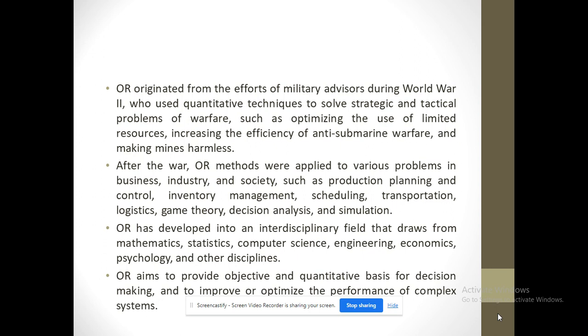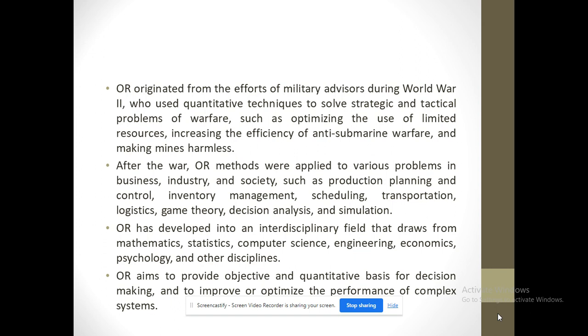The origin of OR can be traced back to the Second World War when the world was facing challenges and uncertainties. The British military management realized that they needed a scientific approach to deal with the strategic and tactical problems of warfare, such as how to allocate resources efficiently, how to counter enemy attacks effectively, and how to minimize casualties and damages.